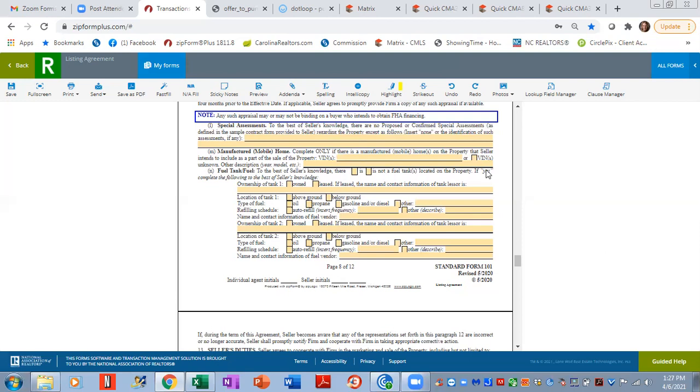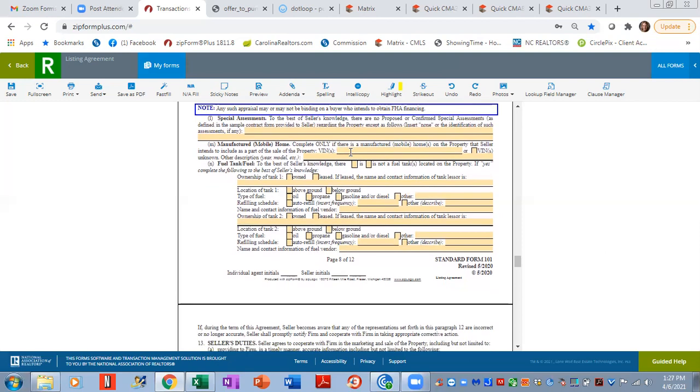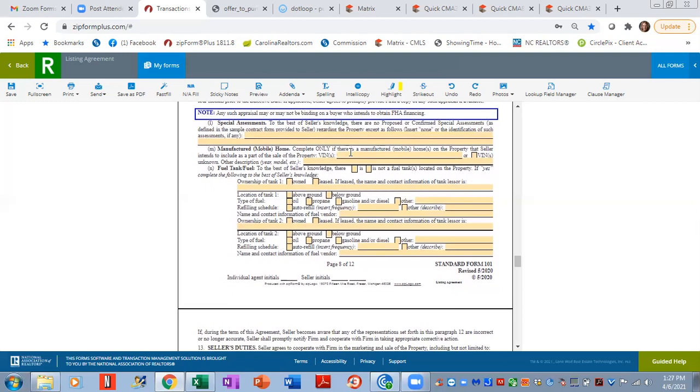If we have a manufactured mobile home, we need to put the VIN number on the listing agreement. And there's also a metal plate somewhere on the mobile home. I've seen them towards where the tongue would have been for the trailer, and I've seen them on the back corners, but there is a plate that gives you all the detailed information: the year, the model, the VIN number, etc. You will need to have that information.